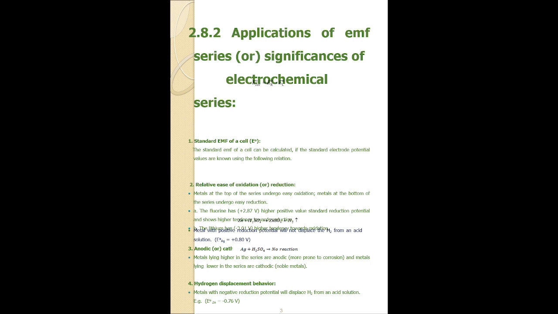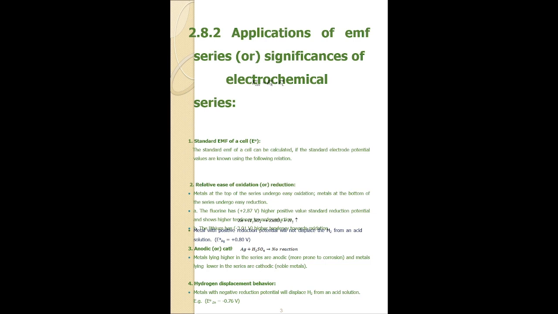Reduction easily. Let us take a very good example: fluorine and lithium. Fluorine has a positive electrode potential, which prefers reduction. And lithium has a lower reduction potential, or otherwise I can say it has a higher oxidation potential, so it prefers oxidation.